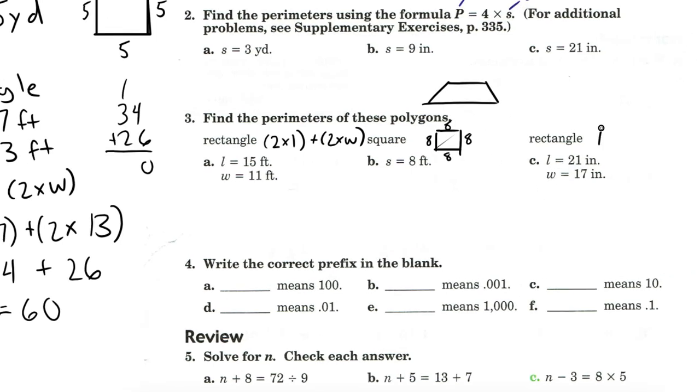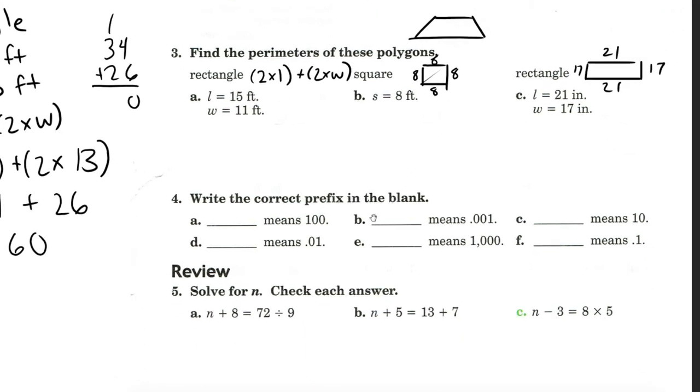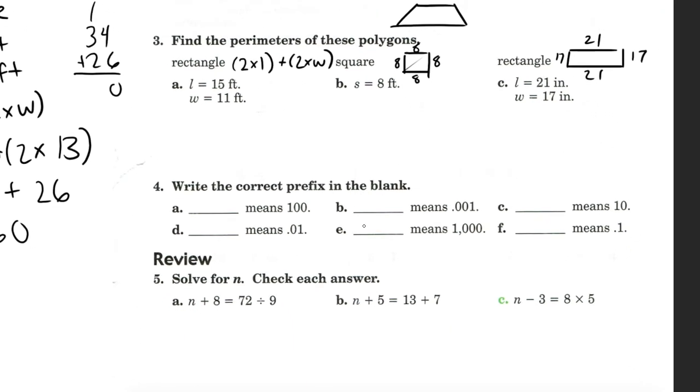This time it's going back to a rectangle. Remember the correct formula to use to find the perimeter of this rectangle. Write the correct prefix in the blank. So you would need to use your metric poster. If you go back to page 348, it is going to help you with this. Page 348 has a reference for this.